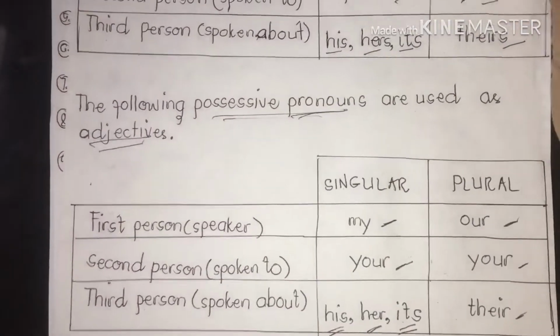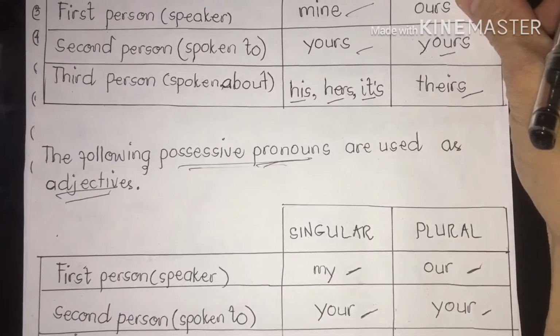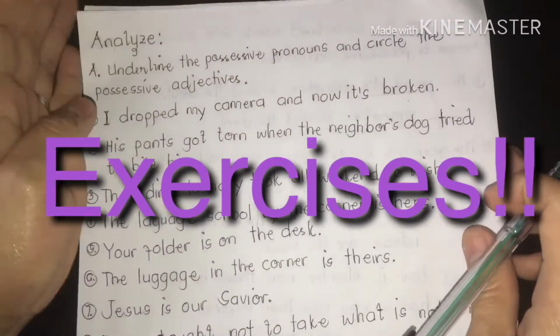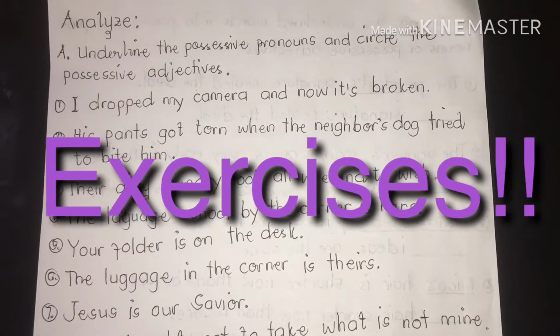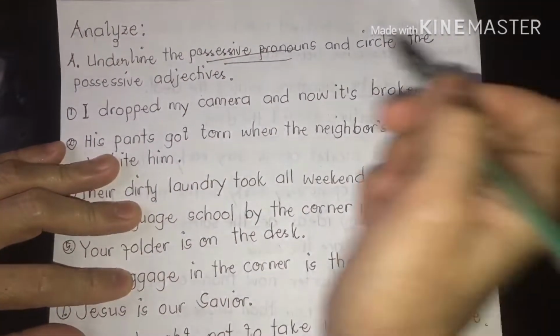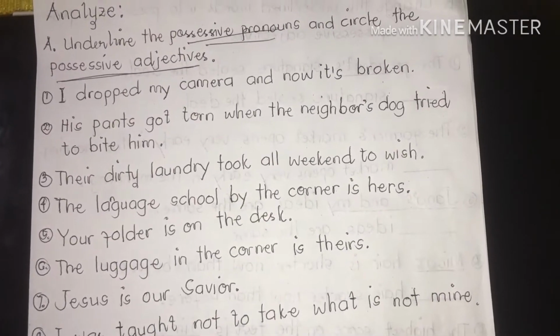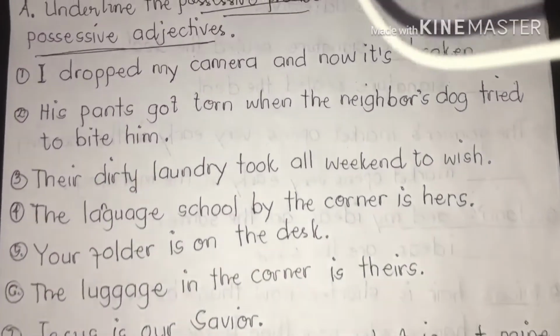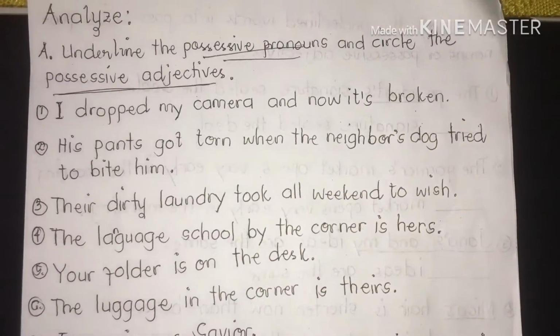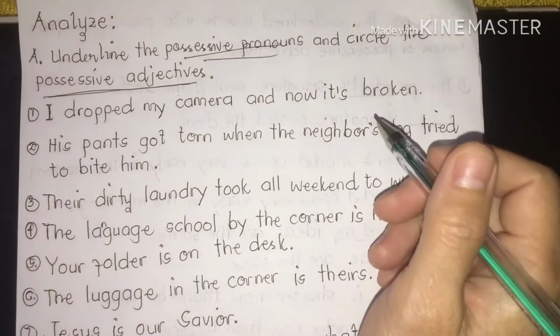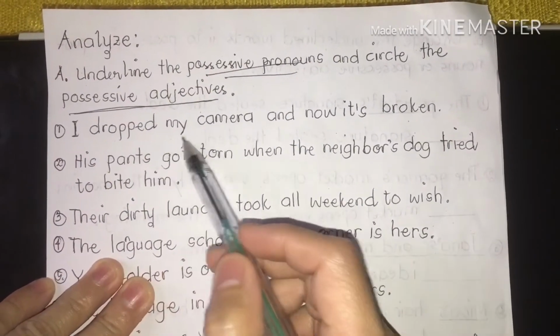Okay, let's have first a drill on how we are going to identify, in 8 sentences, the possessive pronouns and possessive adjectives. Remember class, in some sentences there are no possessive pronouns or possessive adjectives. There are also numbers which show only possessive adjectives without possessive pronouns. Later on we can tackle numbers without possessive adjectives that have possessive pronouns. So for example, I dropped my camera.